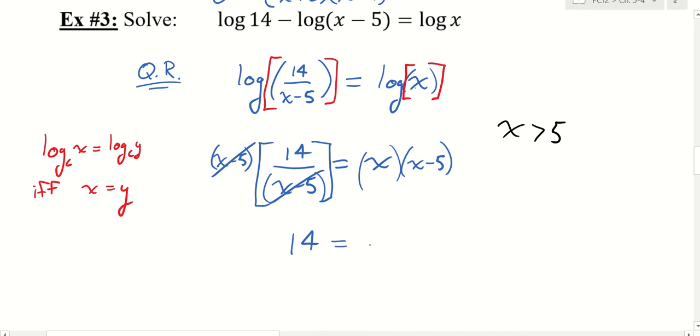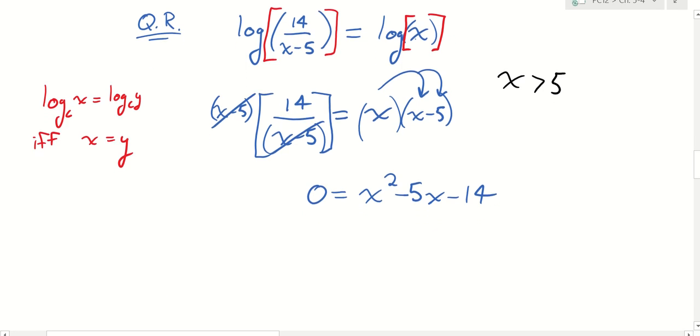All right, so just simplifying, we have x squared minus 5x, and then let's subtract 14 from both sides. So now we have 0. All right, so here we can just factor. We need two numbers that multiply into negative 14, but add to negative 5. That'll be minus 7 and positive 2. And from this, we get two solutions: x equals 7 and negative 2.